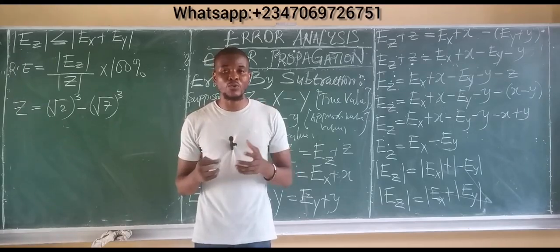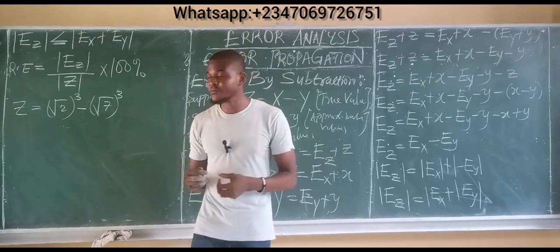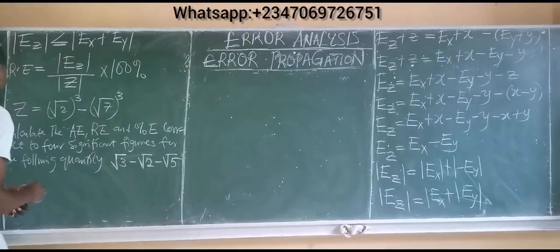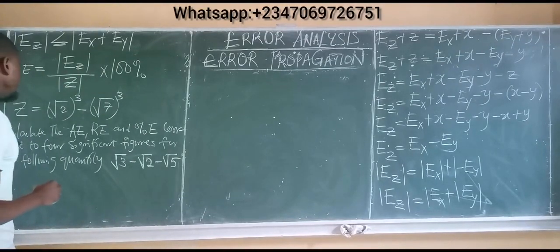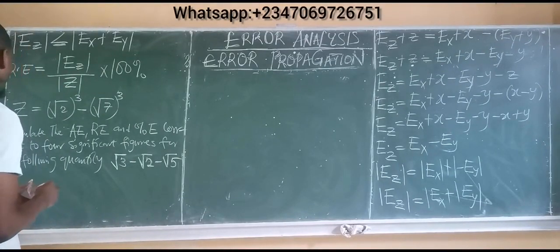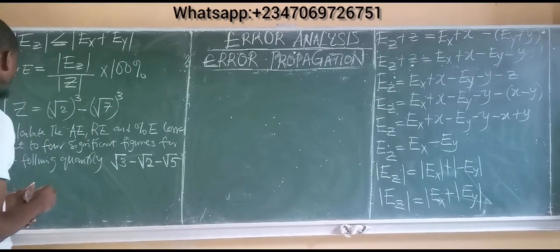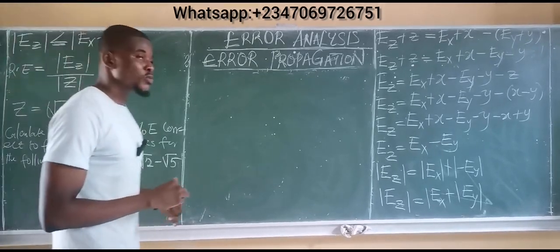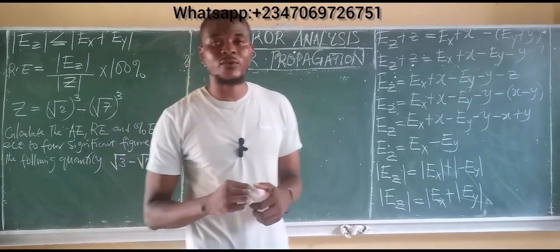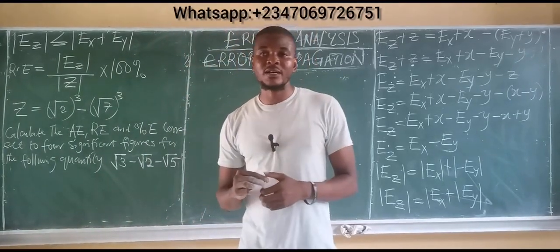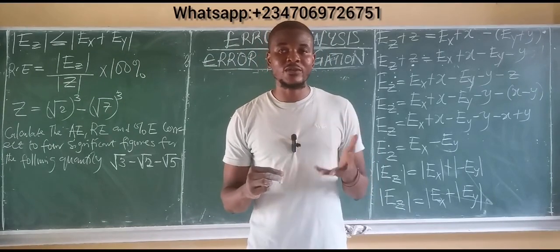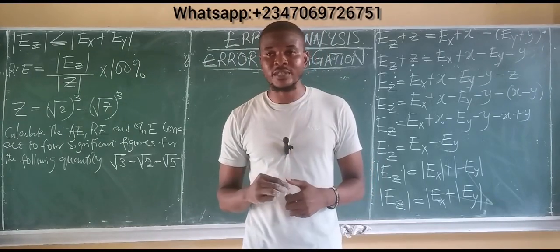Now let's pick an example to also explain this concept. Alright, so let's consider this question on the board. The question says calculate the absolute error, the relative error, and the percentage error correct to 4 significant figures for the following quantity: root 3 minus root 2 minus root 5. I'm going to be leaving this as a practice problem for you. Just lay your hands on it, and if you're able to solve it correctly, you can post the answer in the comment section, or you can share to my WhatsApp number right there on the screen, and I'm going to verify it for you.